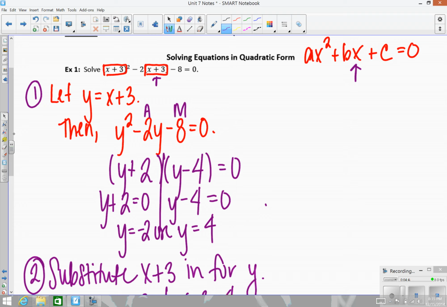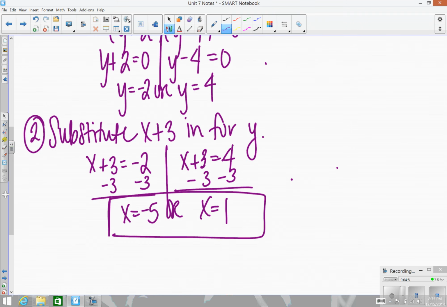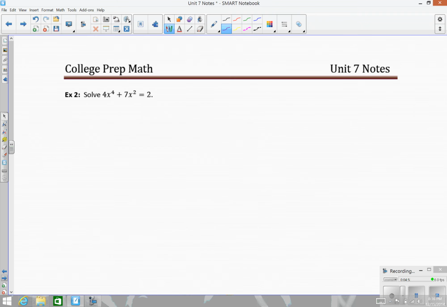So let's look at some other examples. This next example, again, I know that this is in quadratic form because if you look, this middle term is the square root of the leading term. So this is in quadratic form as long as I first bring that 2 over, so it's set equal to 0. And then this is in quadratic form.